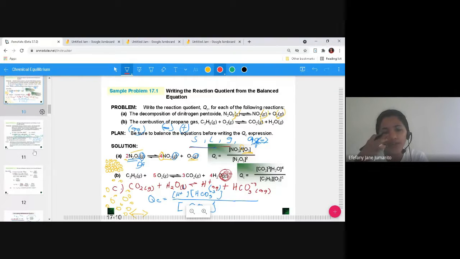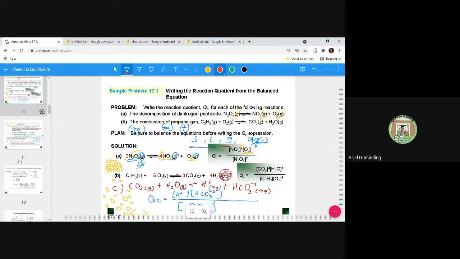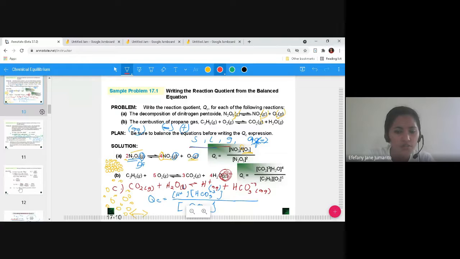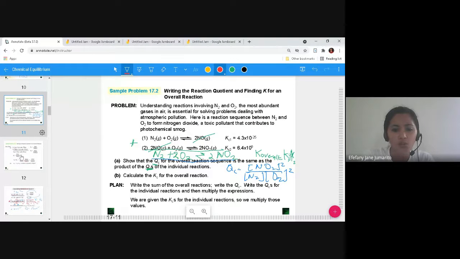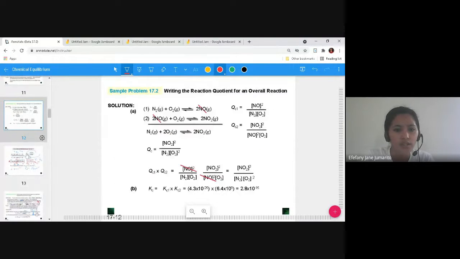Then we have, in QC, solids and liquids are not included. Only gases. Okay, so we have that one. Only the gases, correct.